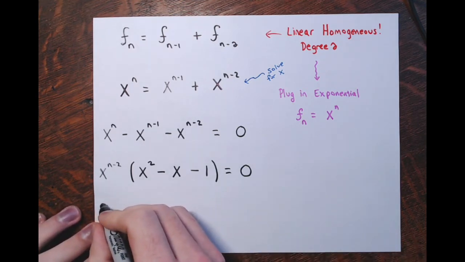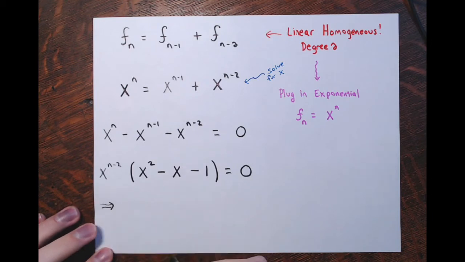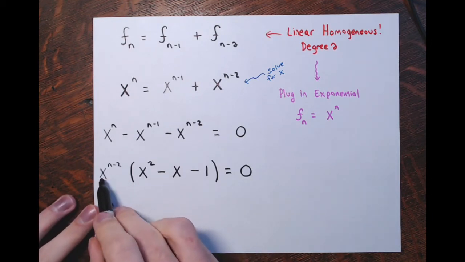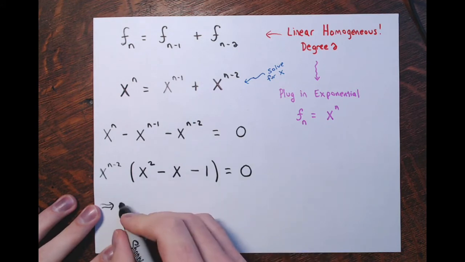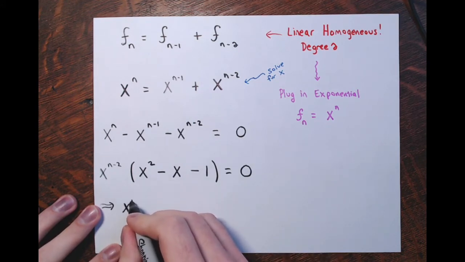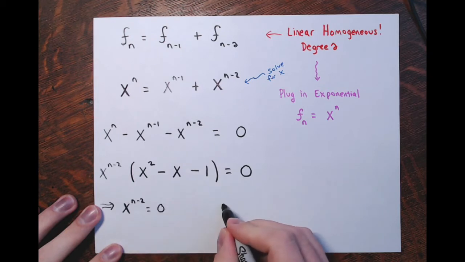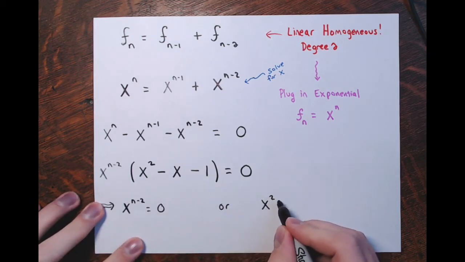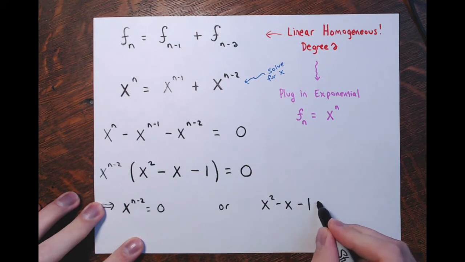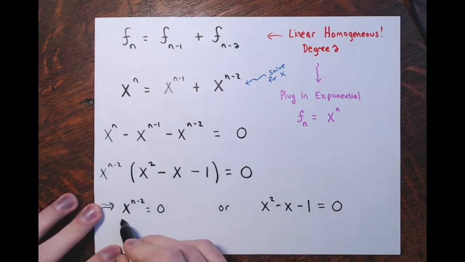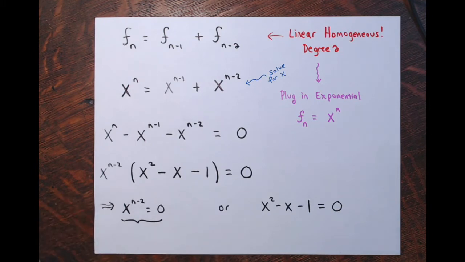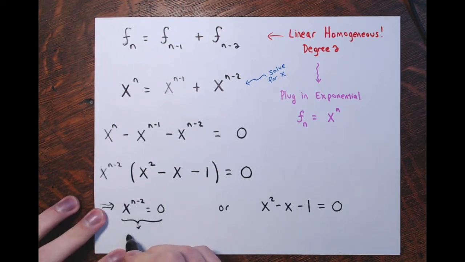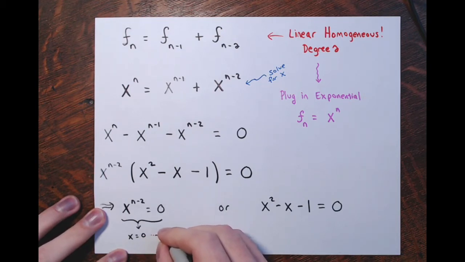Now, if you recall, there is the zero product property. The only way a product is equal to 0 is if any of the factors is 0. So either x to the n minus 2 is equal to 0, or x squared minus x minus 1 is equal to 0. Now, one of these is going to be unimportant. The only way this is going to work out is if x is 0. This implies that x equals 0, and that leads us to what's called the trivial solution.